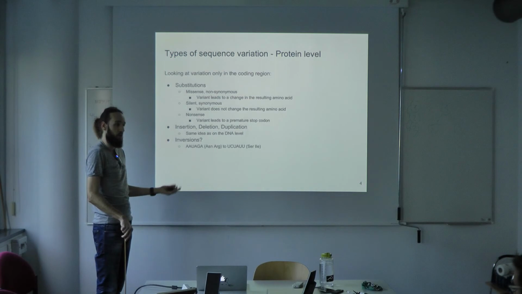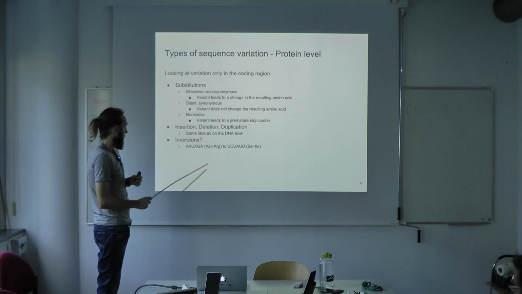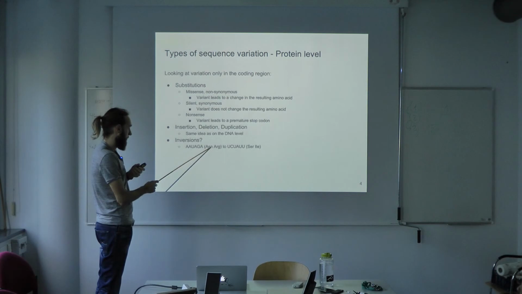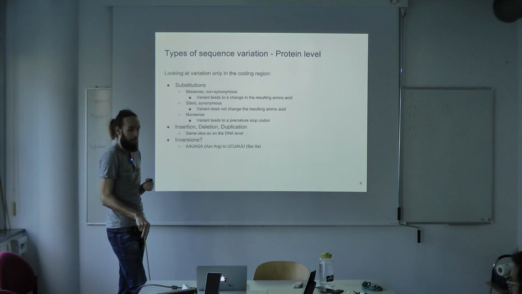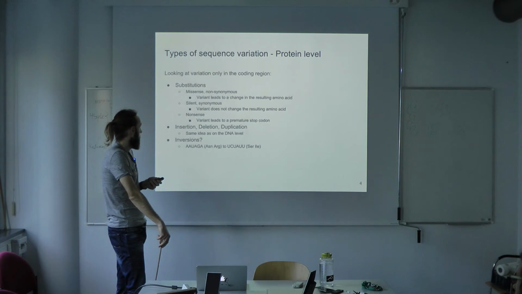So if this is your DNA sequence, these two codons code for these two amino acids. And then if you invert them, they of course code for some completely different amino acids. So on the protein level, this doesn't really make sense. So you don't have that. Just if you're wondering why that is missing from the list.